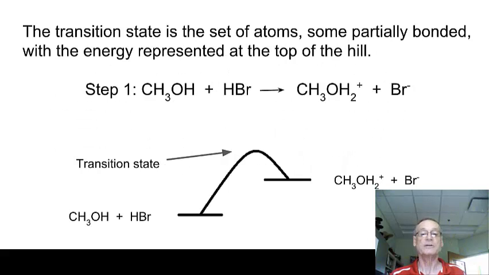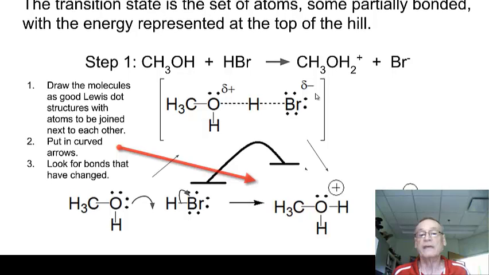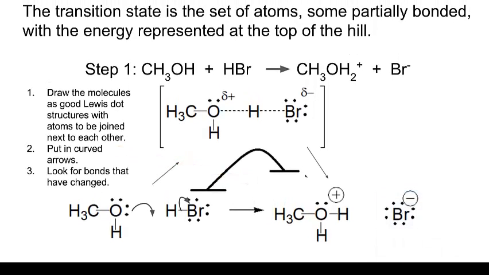So the highest energy state, where the bonds are the least complete, that's what's called the transition state, as I've said. So here's that. Our first step in the mechanism, there's the transition state for it. There's the energy of the starting materials. This is the energy of the intermediate. Can we draw what it would look like at the transition state?